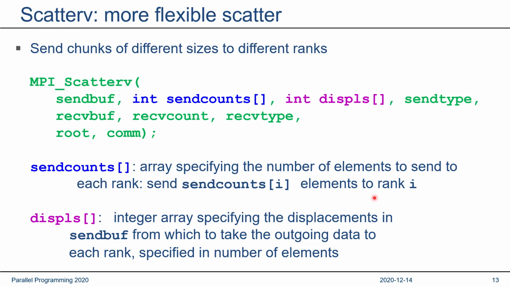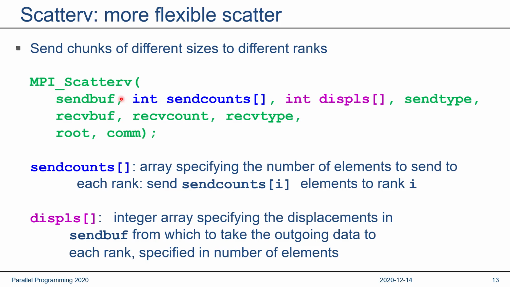Now scatter and gather have the property that the chunk sizes, so the amount of data that's received from every rank in gather or that's sent to every other rank in scatter, is always the same. So these chunks are always the same length. Scatter V gives us a little bit more flexibility in this respect. It can send chunks of different sizes to different ranks. For that, we need, of course, some more complicated arguments in this call.